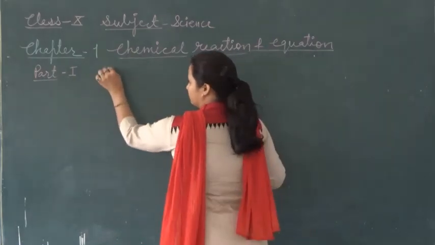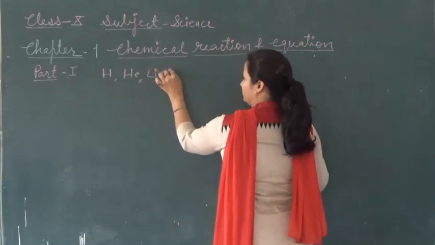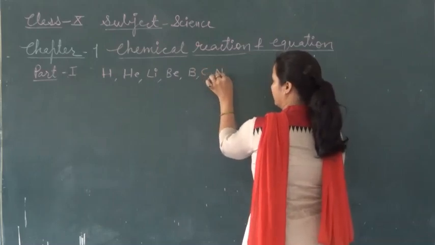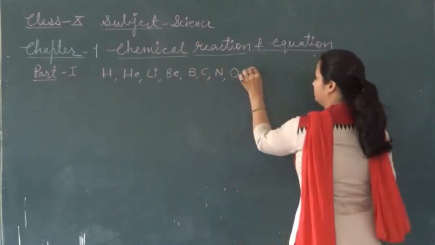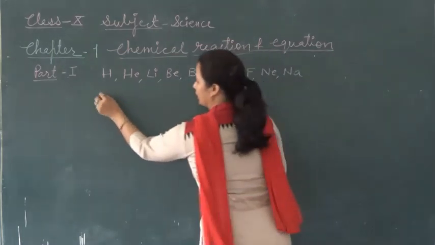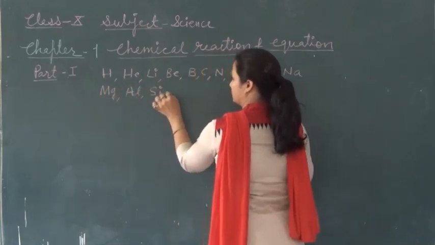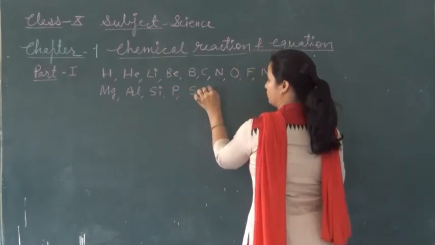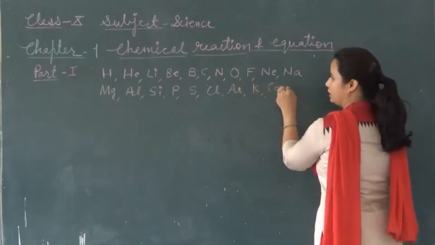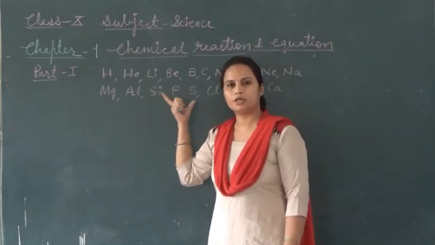The first one is hydrogen, helium, lithium, beryllium, boron, carbon, nitrogen, oxygen, fluorine, neon, sodium, magnesium, aluminium, silicon, phosphorus, sulfur, chlorine, argon, potassium and calcium. These are the 1 to 20 elements arranged in the periodic table.